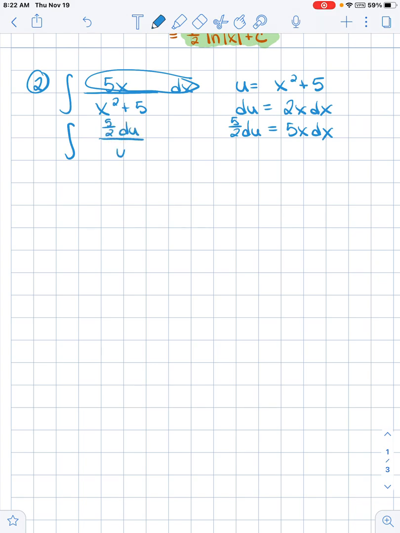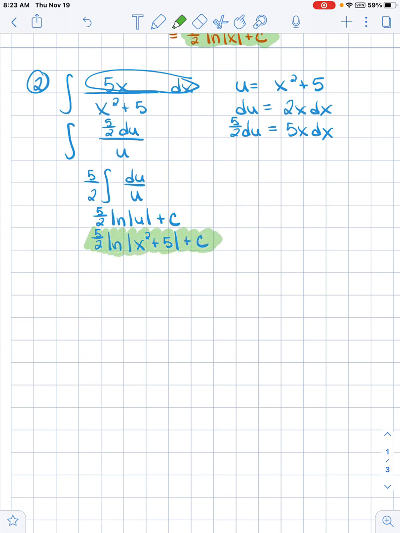The denominator is just u. That 5/2 is a coefficient or just a constant, so I can bring that outside of the integral. And now I've got this nice, straightforward du over u. I know the antiderivative of that is the natural log of u. And in our case, u is x squared plus 5 plus a constant. All right, now let's go on to another example.